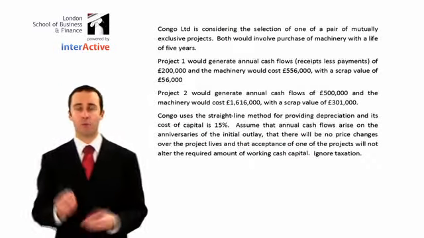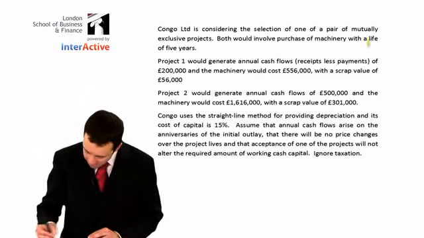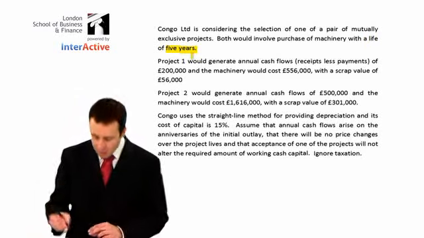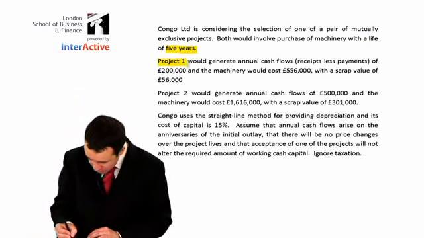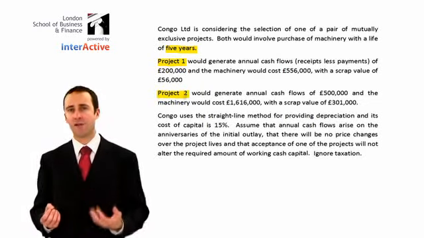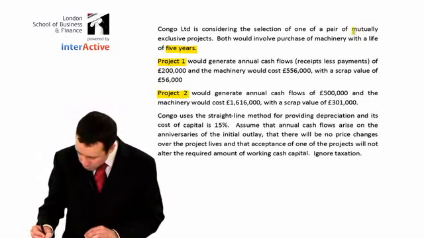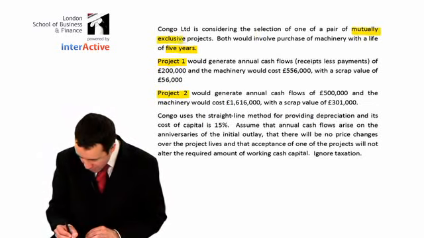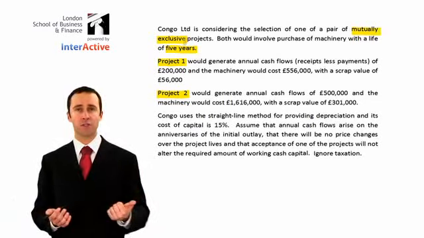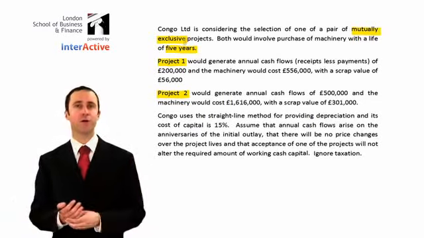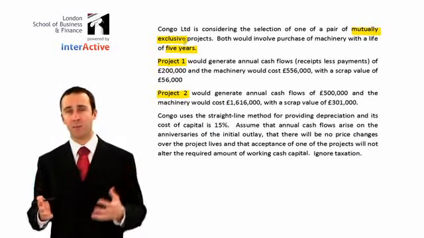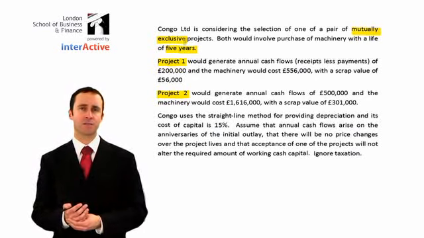So if we look at this example, what we can see is that we have there a project of 5 years. This project has potentially 2 different options. We have project 1, we have project 2, and each of those projects are mutually exclusive. What do we mean by that? Well, we can either do project 1 or we can do project 2. We can't do a combination of the 2 projects. If you like, we can only choose one of those projects.